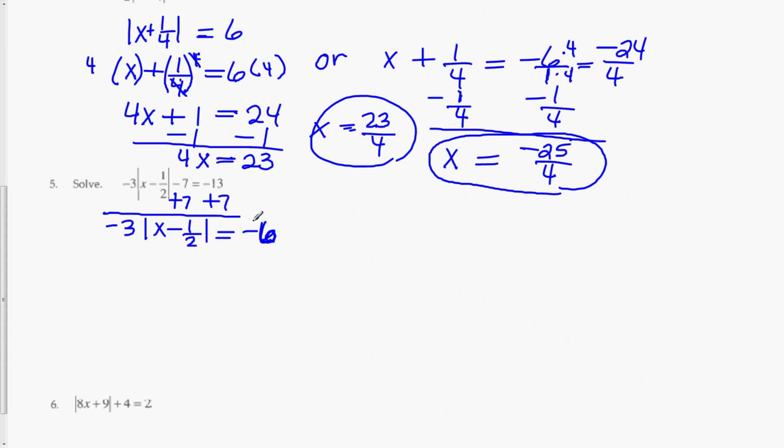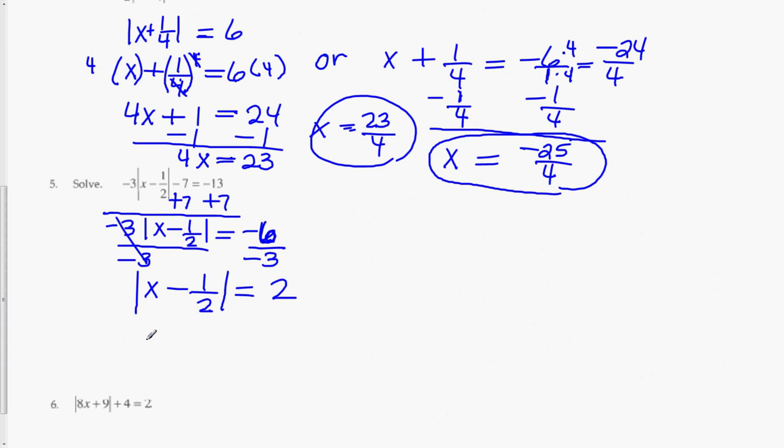Now I still want to isolate this absolute value, so I'm going to divide both sides by negative 3. Notice the absolute value has not gone away yet. I'm working on isolating it first. So the absolute value of x minus 1/2 equals 2. Oops, sorry, I left out my absolute value. Absolute value of x minus 1/2 equals 2.